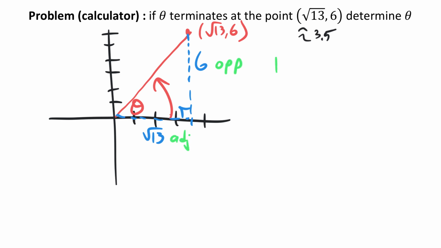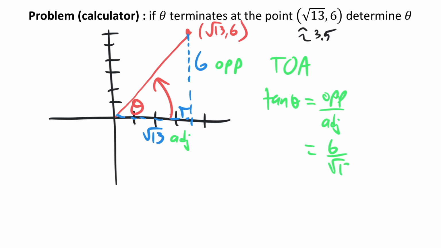And so that means we're going to use TOA, or tan. Tan of theta equals opposite over adjacent. This is some basic SOHCAHTOA work. 6 over root 13 equals tan of theta. And then we do tan inverse of both sides, so theta equals tan inverse of 6 over root 13.